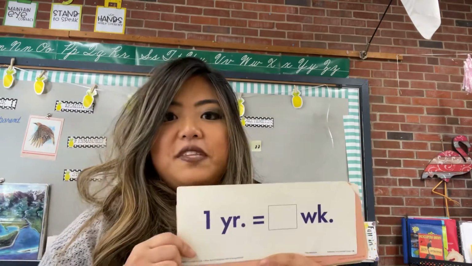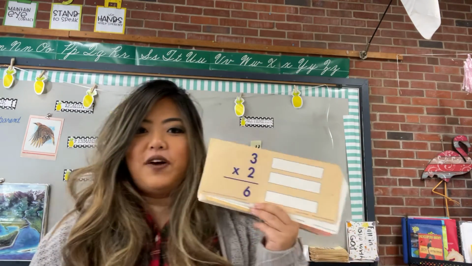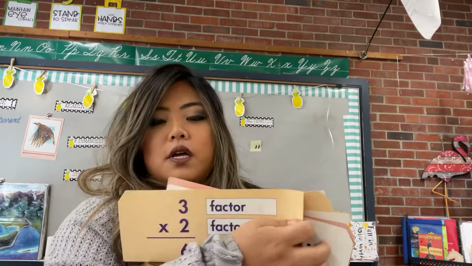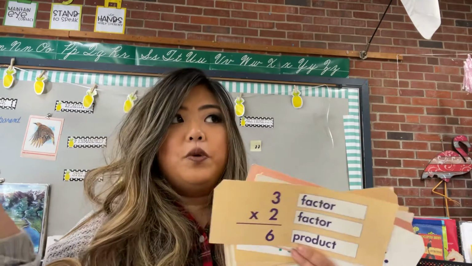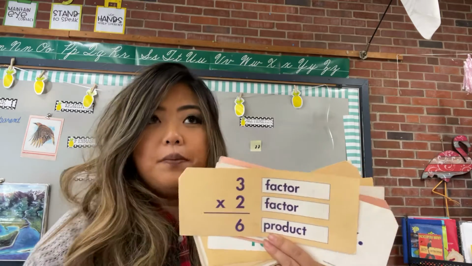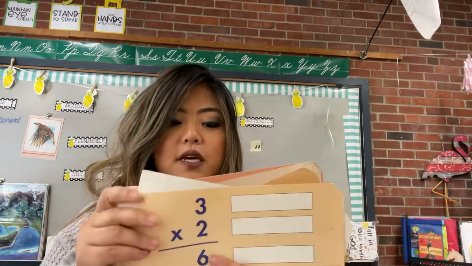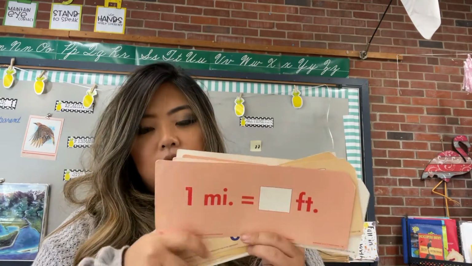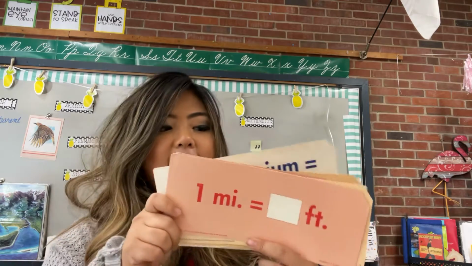This is 52, about 52 weeks. Factor, product. Factor, product. Now remember, factors are the numbers being multiplied to get a product. So when we do factoring, we're just looking at our factors, the numbers being multiplied together to get our product. 5,280 feet.